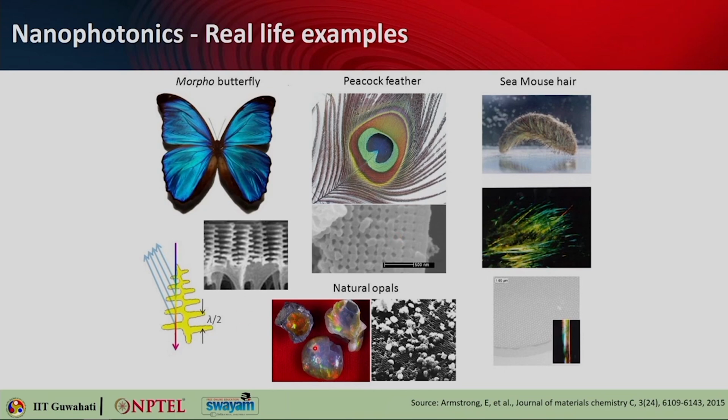Similarly, the natural opals also have this internal structure that creates all these bright colors. If you look into the sea mouse, their hair also has a photonic crystal kind of arrangement of hexagonal cylinders that give these different colors when you look at them from different angles. So these are natural examples of nanophotonics. We see a lot of beautiful stuff thanks to the nanophotonics embedded in them.